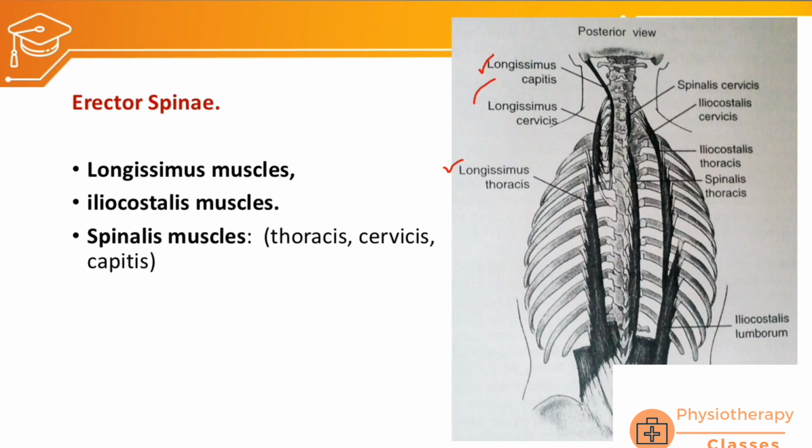If it is contracting bilaterally, it will create extension. Next group of muscle is iliocostalis. We have iliocostalis thoracis, iliocostalis lumborum and iliocostalis cervicis. These also create extension and side flexion depending upon the bilateral contraction or the unilateral contraction. Spinalis muscle: spinalis cervicis, spinalis capitis and spinalis thoracis. Spinalis thoracis will create extension at the thoracic spine.